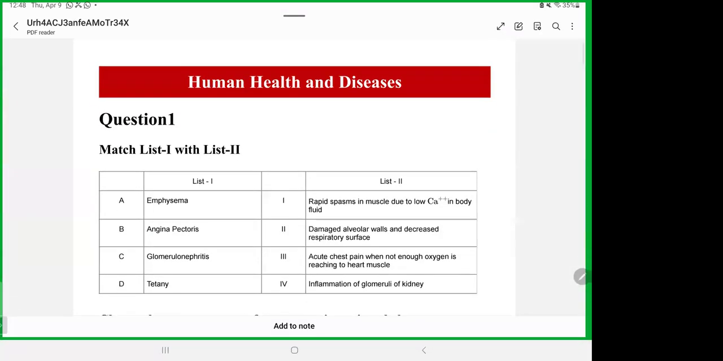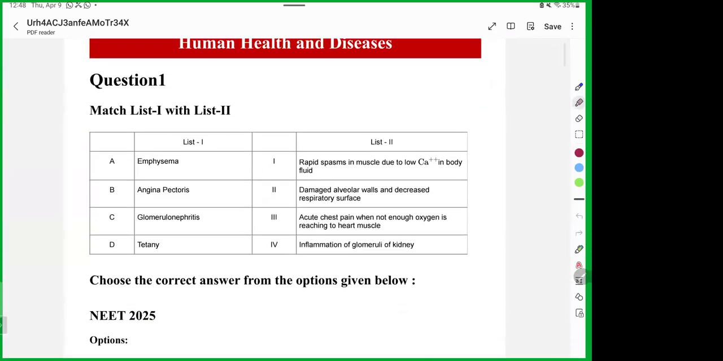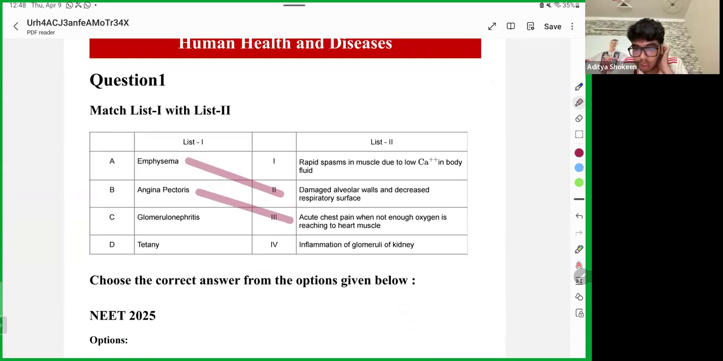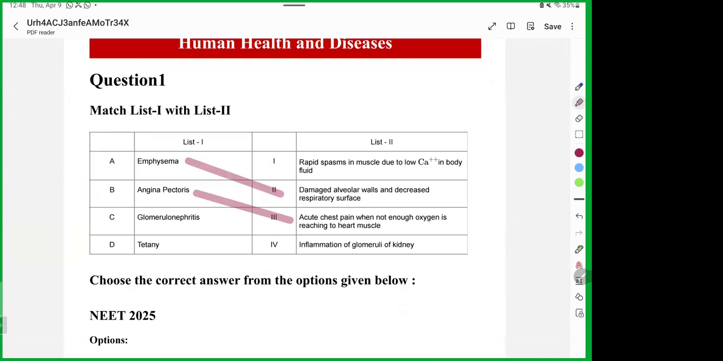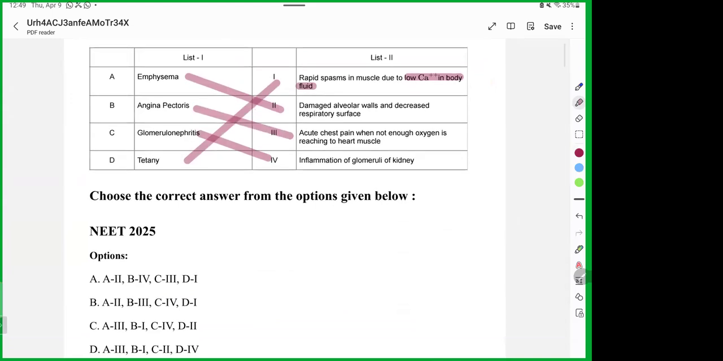So first question, Aditya. Emphysema, angina pectoris, B is 3, acute chest pain, not enough oxygen; D is 4, glomerular; and D is 4, tetany, rapid spasm in the muscle due to low calcium in the body fluid. Correct. A2, B3, C4, D1.